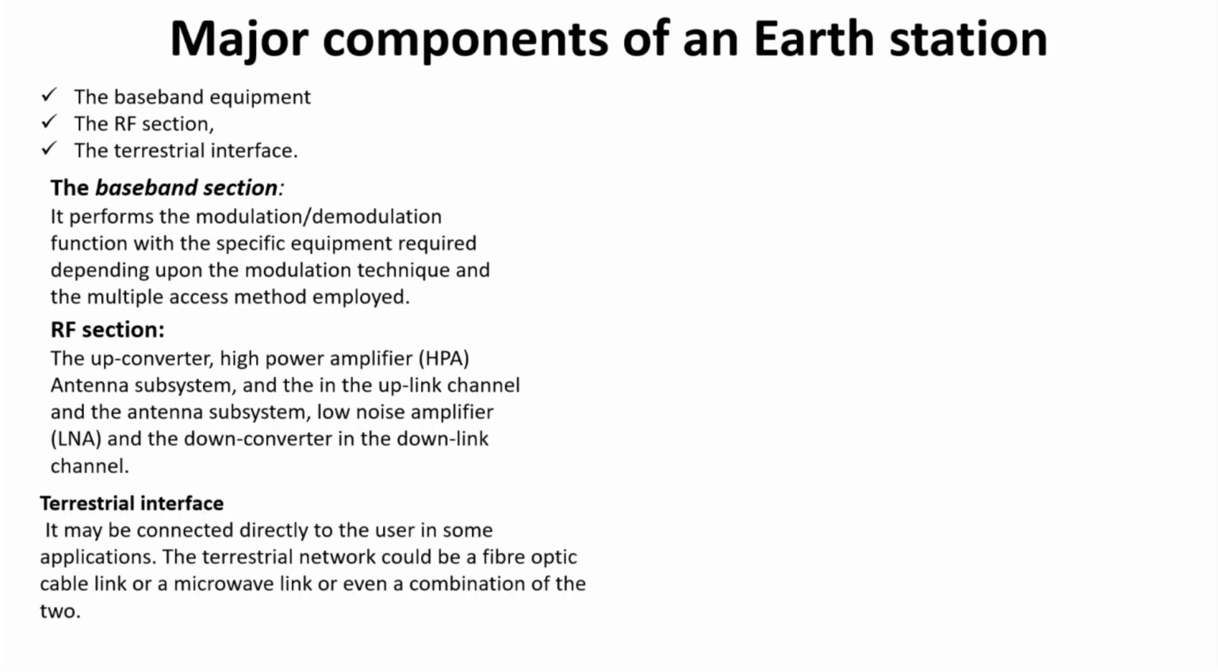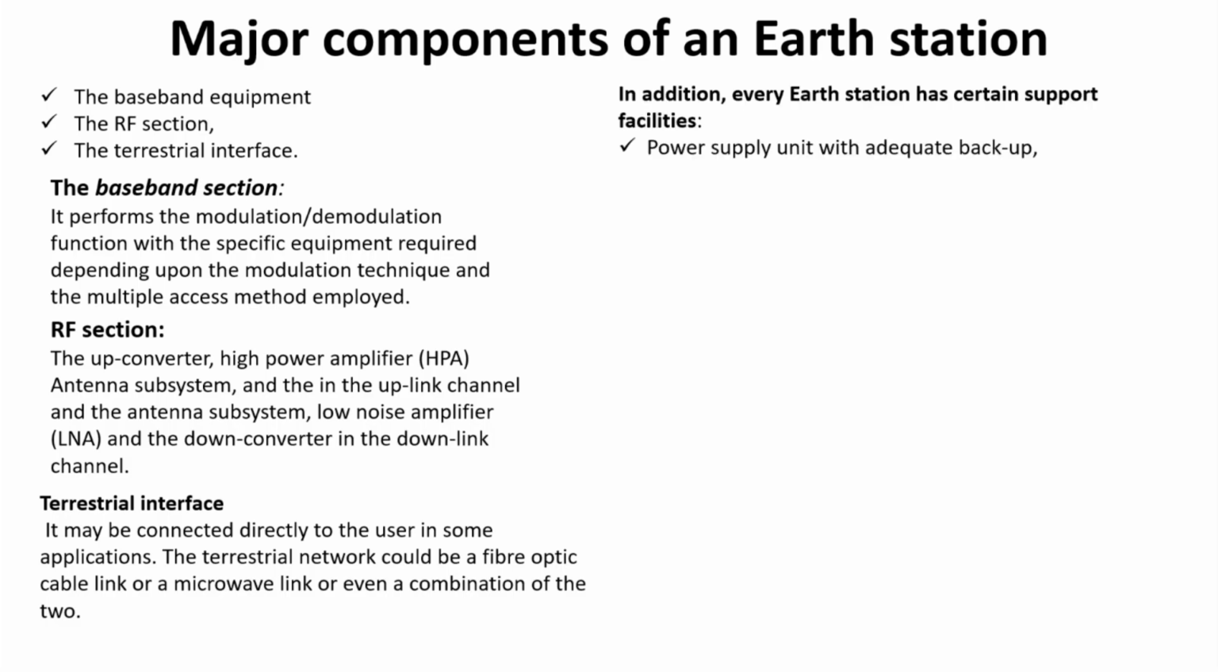What is the terrestrial interface? It may be connected directly to the user in some applications. The terrestrial network coupling could be a fiber optic link or a microwave link or even a combination of the two. Then the earth station has a few support facilities, as I already said.